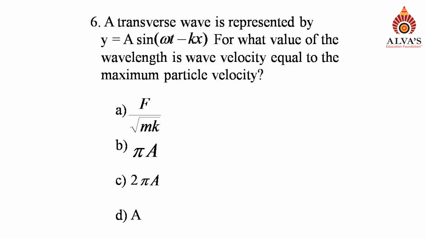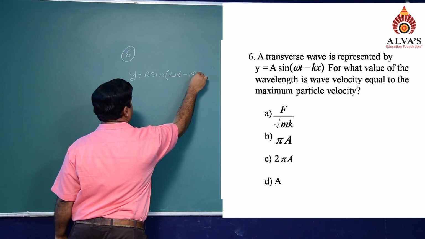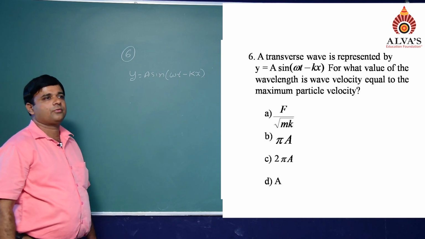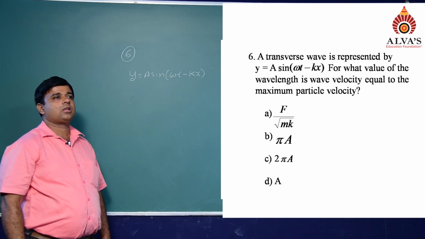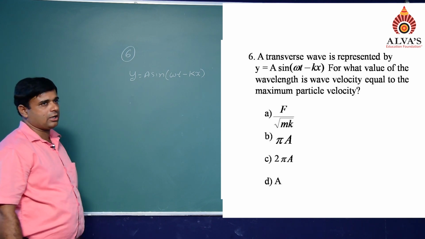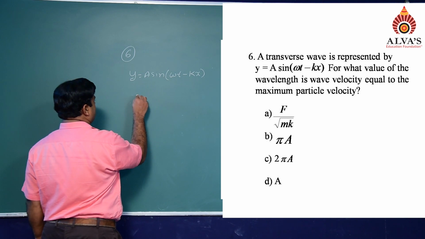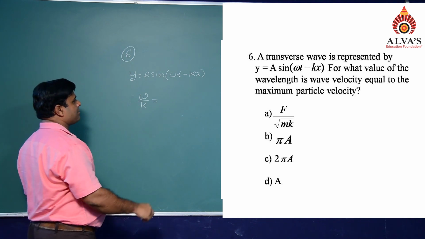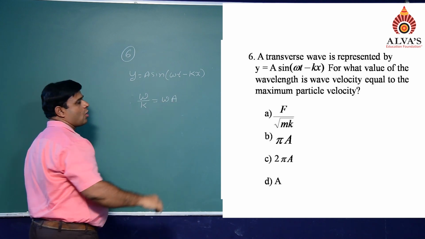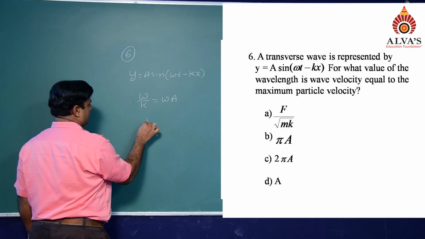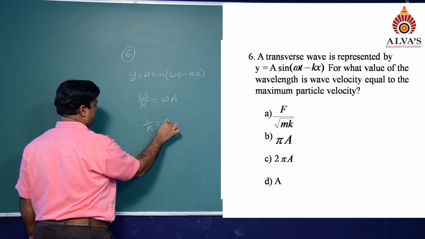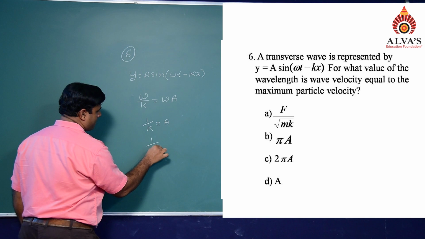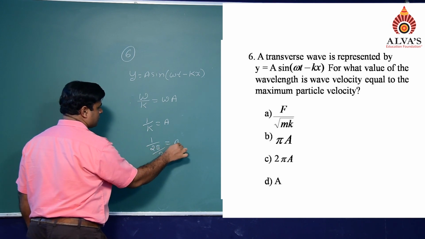A transverse wave is represented by the equation y equal to A sin (omega t minus k x). For what value of the wavelength is the wave velocity equal to the maximum particle velocity? Wave velocity is given by the formula omega by k. It is given to be equal to the maximum particle velocity, which is nothing but omega into A. This gives rise to 1 by k equal to A, but k is equal to 2 pi divided by lambda, which is equal to A.